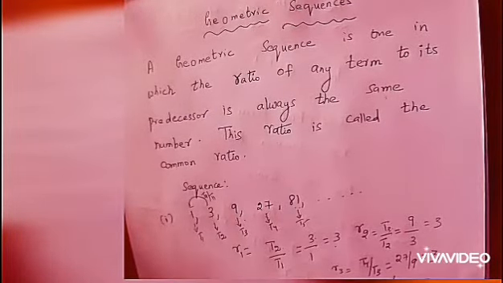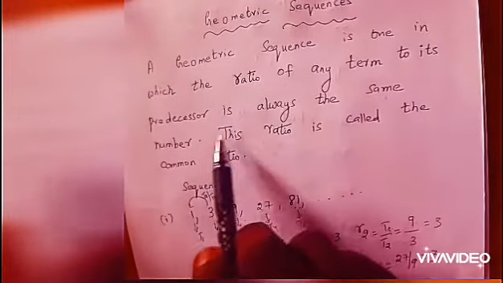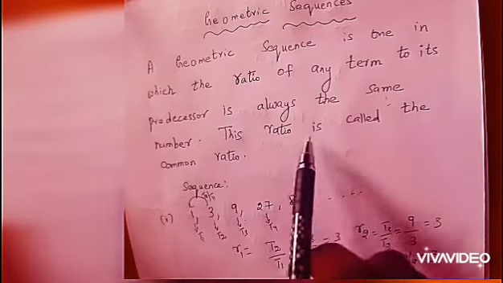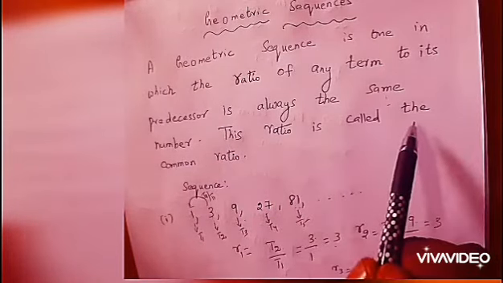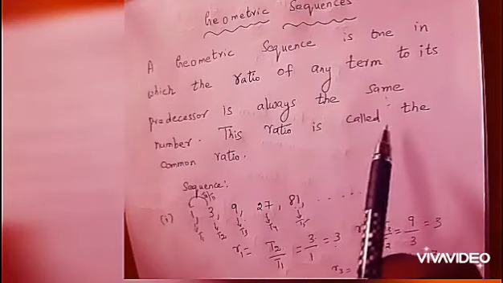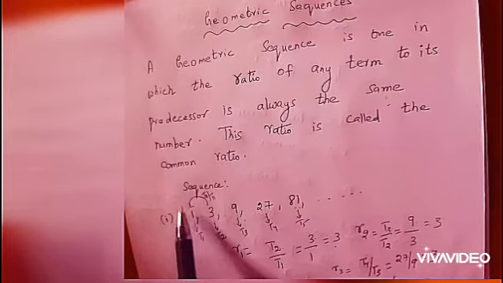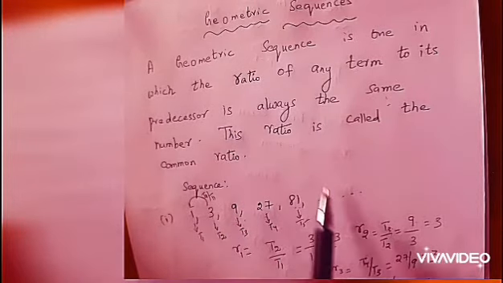Okay, students, a geometric sequence is one in which the ratio of any term to its predecessor is always the same number, which means it has a common ratio. If we multiply the common ratio by the first term, you will get the second term, and then if you multiply by the same common ratio, you'll get the third term, and it goes on.